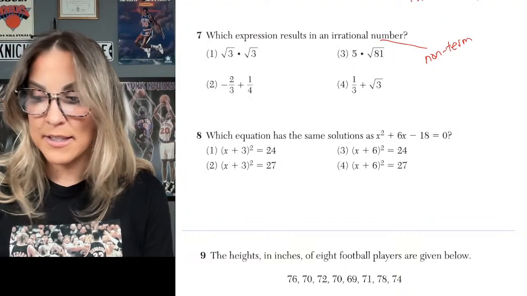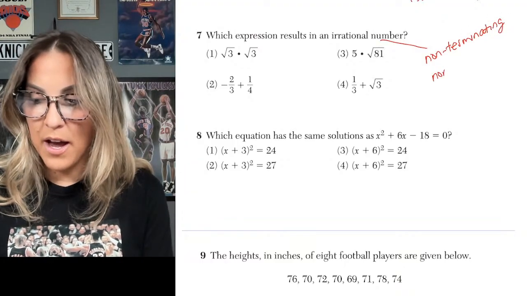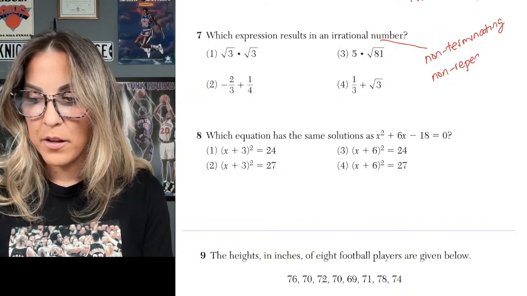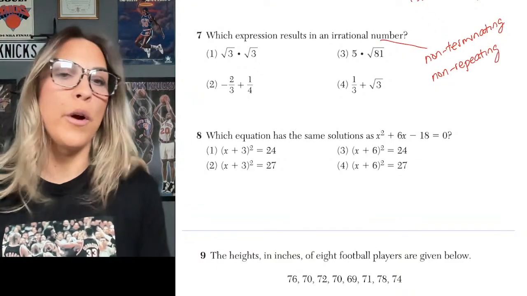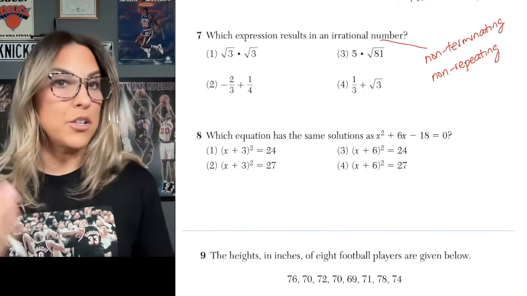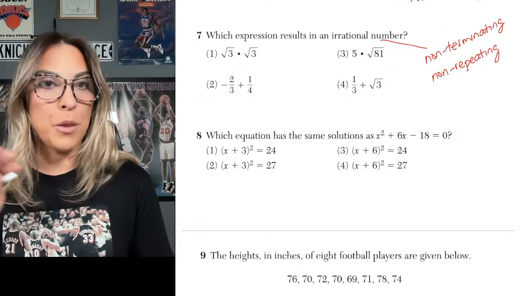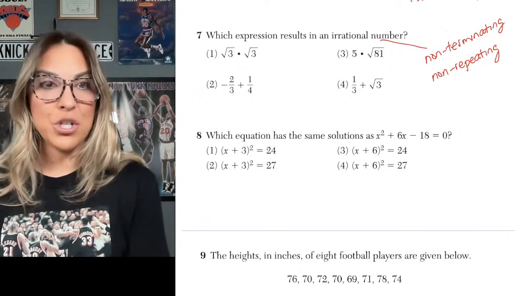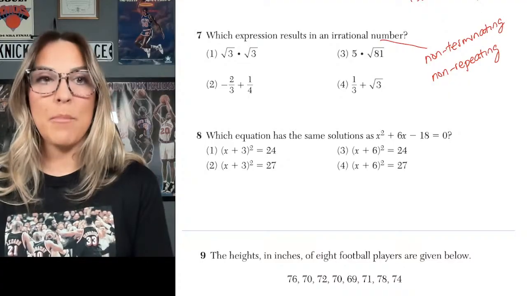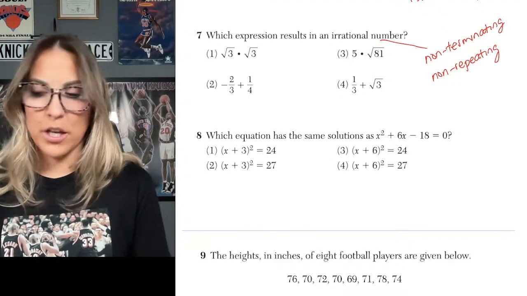Non-terminating means it's not going to stop, and also non-repeating. So a number like 0.333 with a bar over it, that doesn't terminate, but it does repeat. It's just a 3 repeating over again. So 0.3 with a bar over it would be rational. When we talk about irrational numbers, we're talking about decimal numbers that never end and don't have any type of pattern. There's no repetition in it, okay?